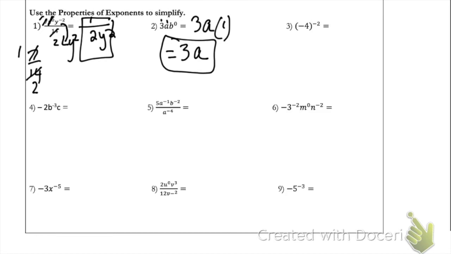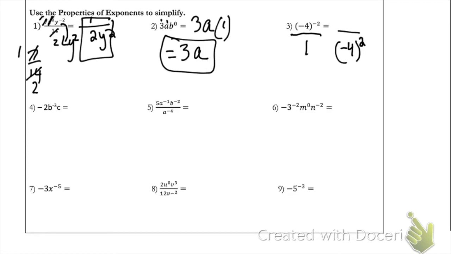Number 3, you have negative 4 in parentheses raised to the negative 2. So what I'm going to do is make this over 1, right? I did this so that I can get rid of this negative exponent by just finding the reciprocal. So I'm going to flip it around. I have negative 4 to the negative 2 on the numerator. Now it's going to move to the denominator. So it's negative 4 in parentheses to the positive 2.